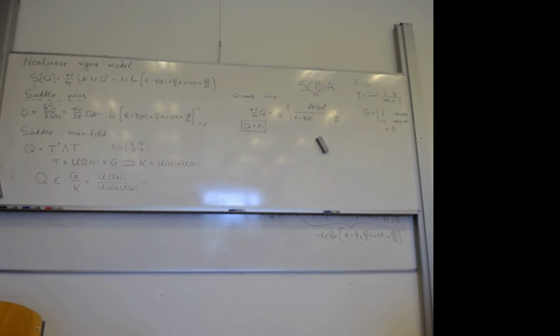It's not a group. So matrices form a group: you multiply two matrices from a group, you get another matrix from the group. This is not a group. This is a manifold. It's actually a closed space.